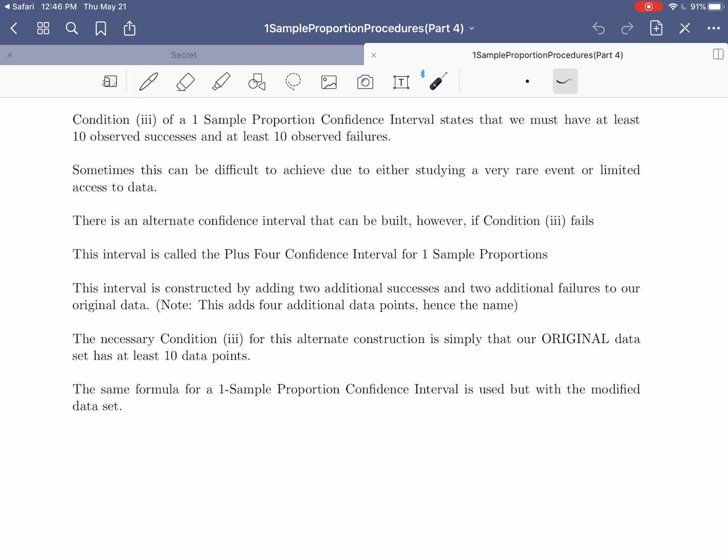The only difference here is that you use that modified data set where you add two additional successes and two additional failures. So basically, this +4 confidence interval gives us a way of getting around condition 3 if it's not met in this one particular situation. Let's jump right in and take a look at an example of this.